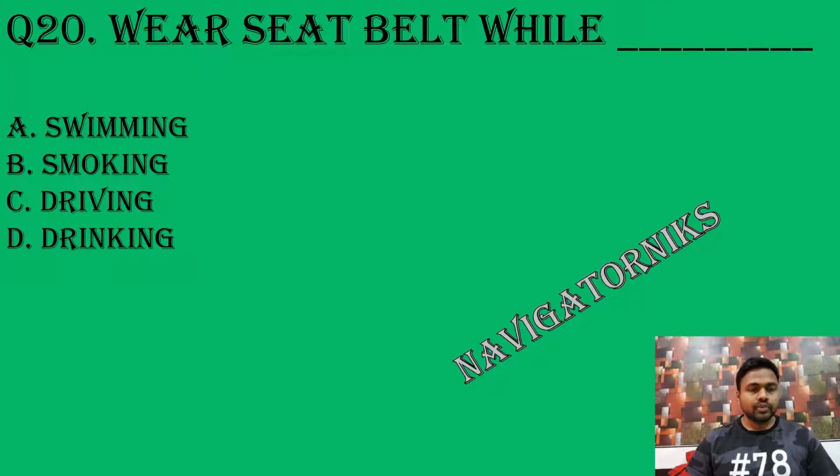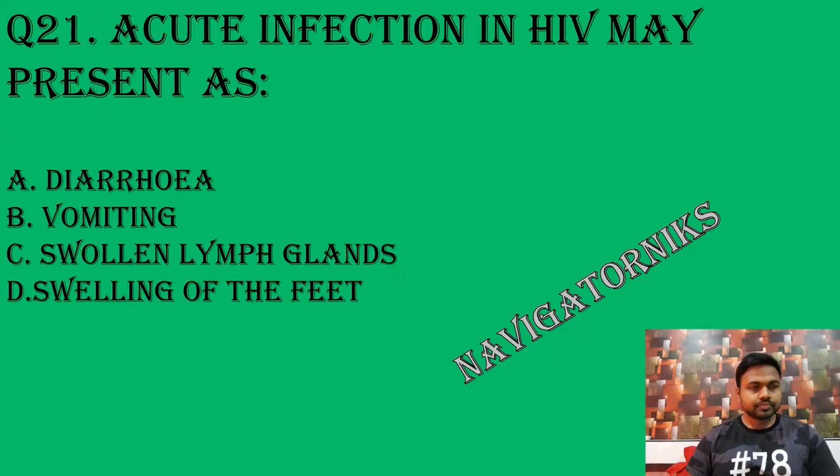Number 20. Wear a seat belt while: option A, swimming. B, smoking. C, driving. And D, drinking. And the correct option is option C, driving.